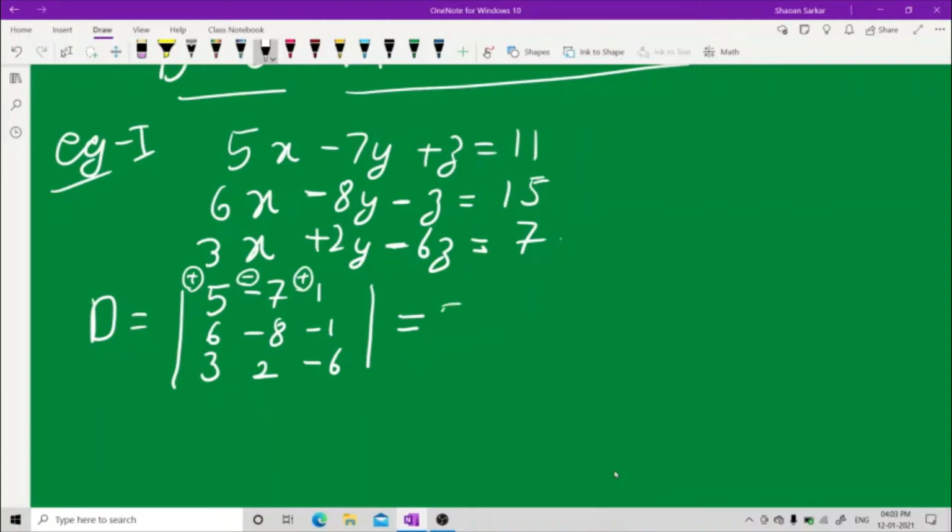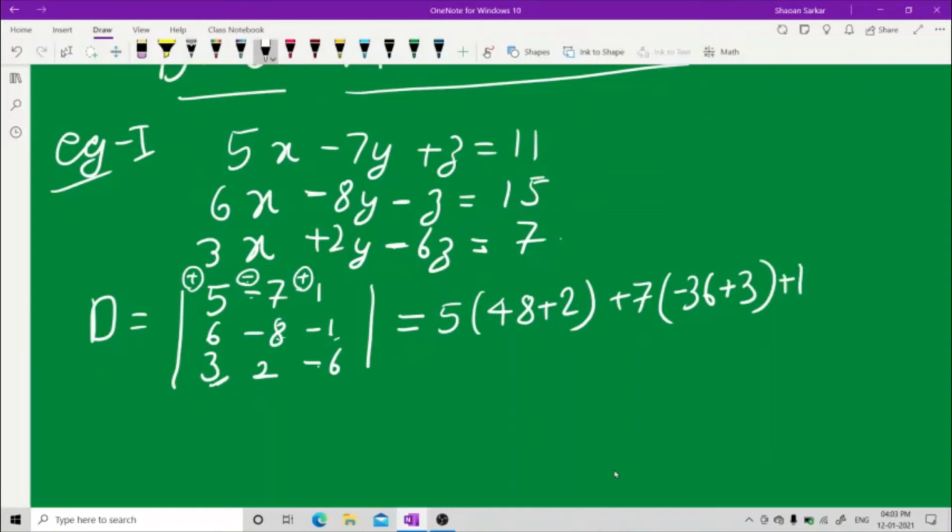When you expand it, it becomes 5, 48. See, 8 6s are 48, minus plus 2, 48 plus 2. Now you have minus and minus 7, that will give you plus 7, and then you hide the second column and the first row. What you will have is 6 6s, minus 36, and 3 and 1, minus plus 3. We'll have plus 3. Similarly, now you have plus 1, and you hide the first row and the last column. You will have 6 2s are 12, 12 plus 24.